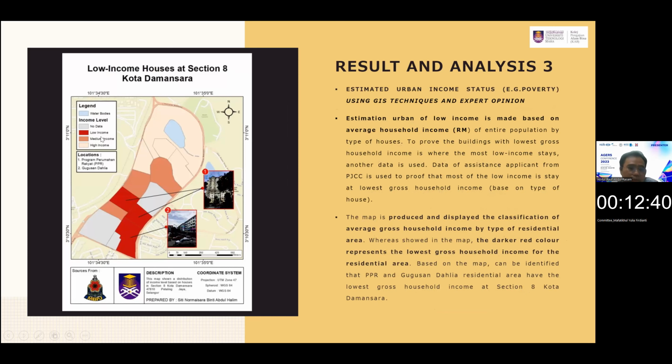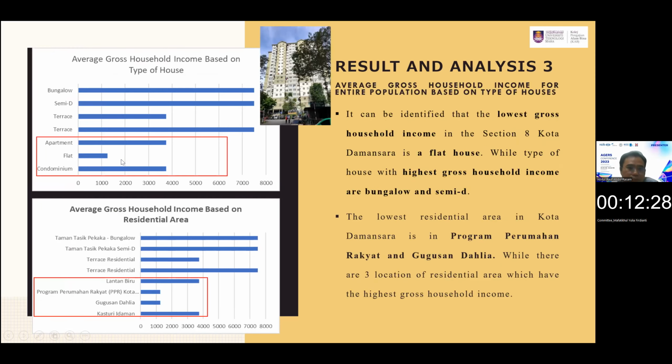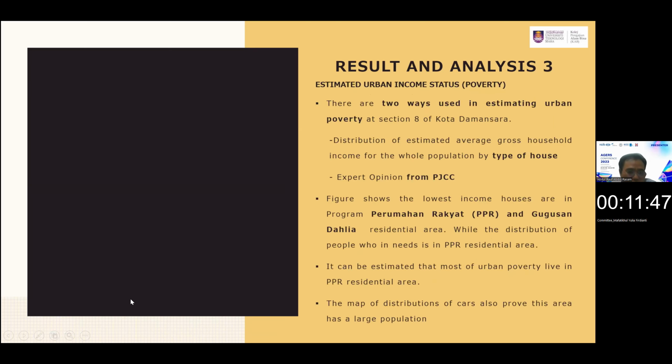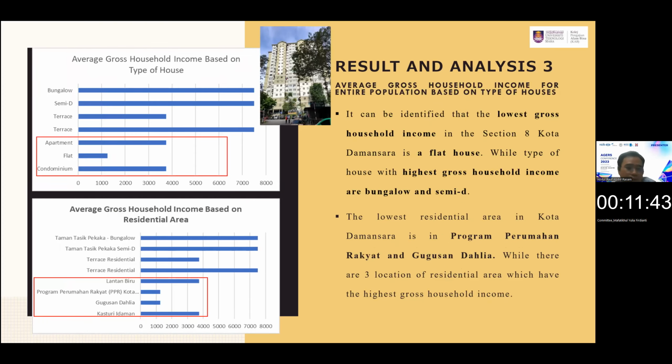The darker color shows the low income, and the lighter color shows the high income. Looking at the secondary data, most of the low income people are located in apartments and also flats. The people staying in bungalows are recorded as having a high income. Based on the site visit that we conducted in the study area, most of the areas recorded as low income are surrounded by low residential areas compared to high residential areas.